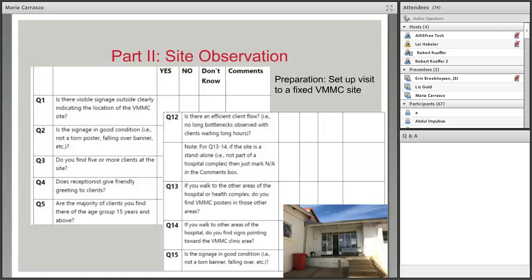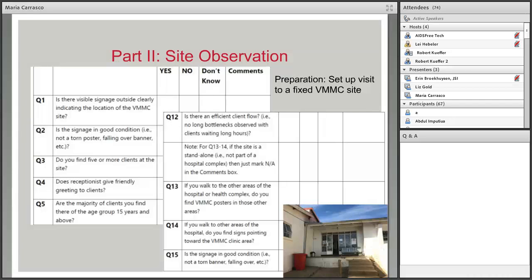So for example, do you find 5 or more clients at the site? And again, if you find that the answer is no, there may be a reasonable explanation. Another question here in the slide, in this tool, is, are the majority of clients you find there of the age group of 15 years and above?